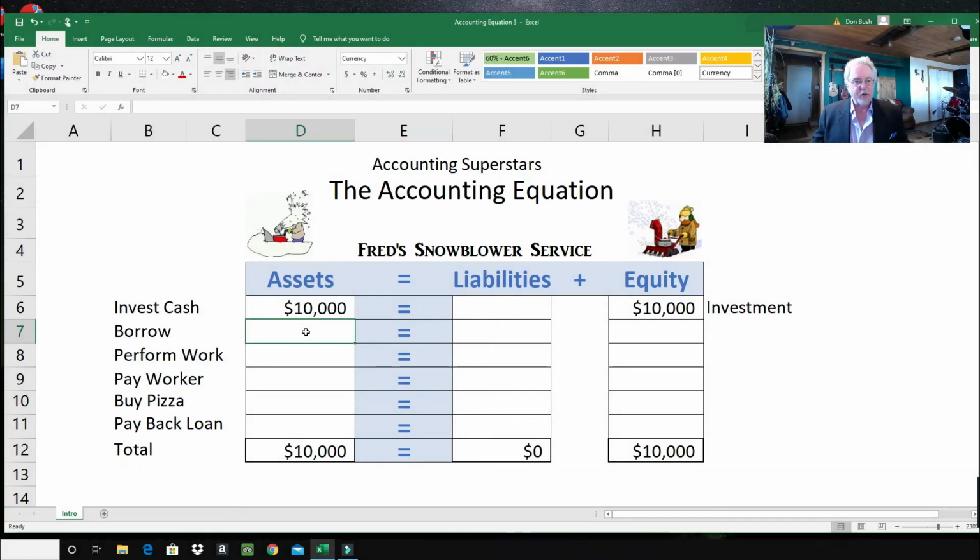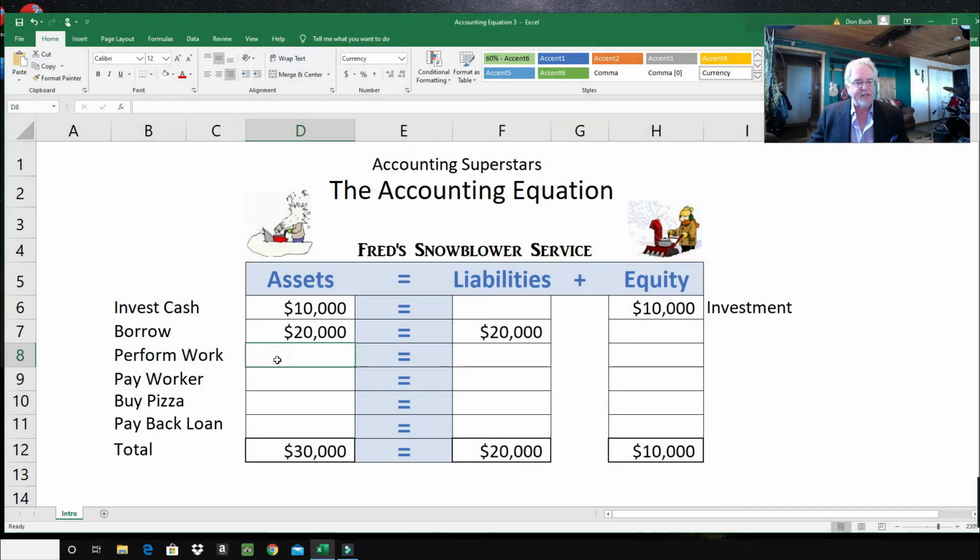Now, Fred knows that $10,000 is not enough money to get this business going, so he goes down to his local bank, gets a loan for $20,000. Fred owes this money to the bank. He'll have to repay it, so it's a liability. It's a bill that he's going to owe. So I'm putting it right under here, under liabilities. Now check this out, the accounting equation still balances. I've got $20,000 on the left, $20,000 on the right, all's good, and our totals balance too. $30,000 on the left, the 20 and the 10 add up to $30,000, so we're good.